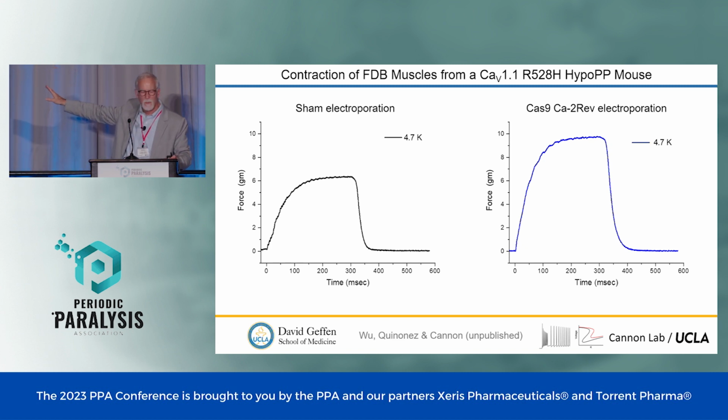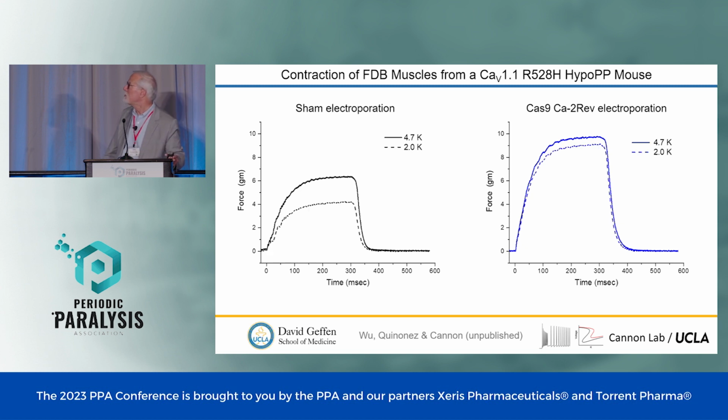But oh, look at the one where the CRISPR was. The force is a little bigger. Look what happens when you put in low potassium. You get an attack of weakness in the untreated foot of this mouse, but the very same mouse from the other side doesn't get an attack of hypo-PP at all.